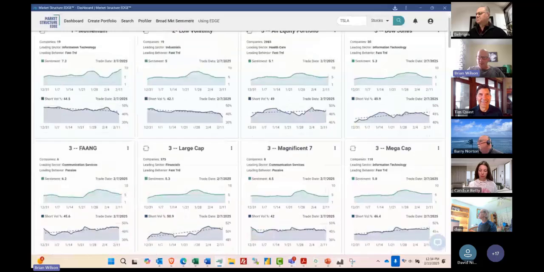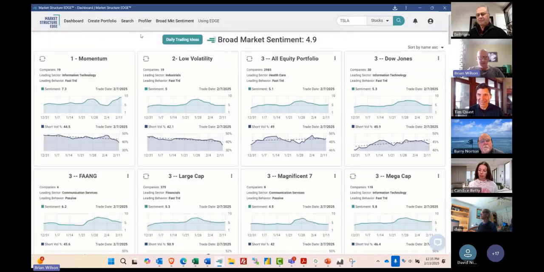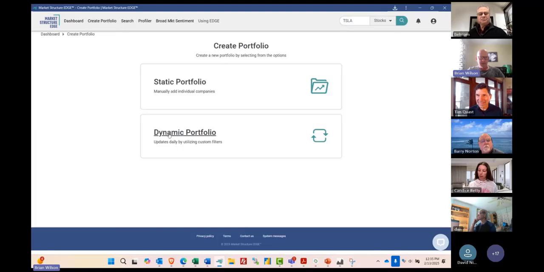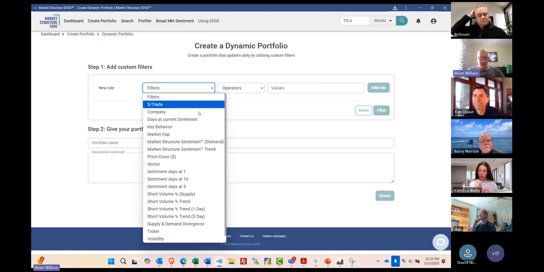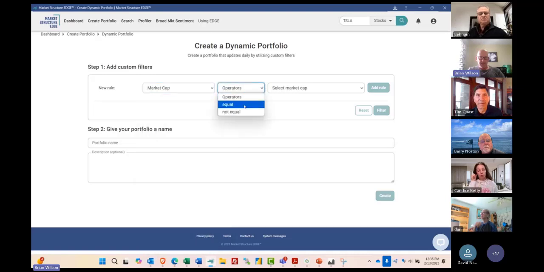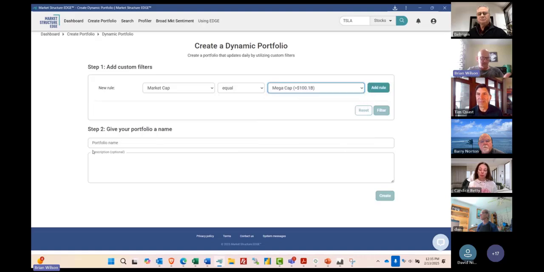So this morning, we were talking briefly about the mega cap portfolio. And I wanted to share something that you can do with any of the portfolios. By the way, if you want to build something like the mega cap portfolio, it's just create portfolio. You're going to select dynamic, and in this case, it's going to be market cap, and then equals mega cap. It's just that simple. Then you call it mega cap or call it whatever you want.